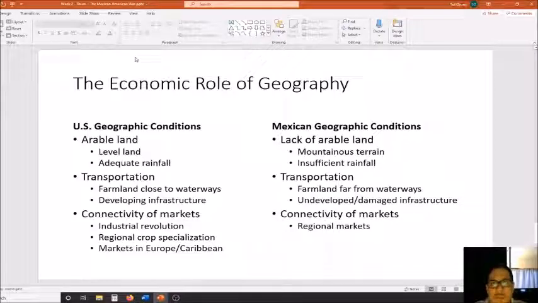On top of this, you have a lot of regional markets in Mexico, meaning that a lot of goods that were produced in central Mexico tended to stay in those regions. They weren't having a lot of trade between the various different regions in Mexico. There was some, but not at the same level that's taking place in the United States. And so ultimately, that hurts economic development in Mexico. And if you don't have a strong economy, it's really difficult to resist a more economically developed country like the United States when going to war with them.